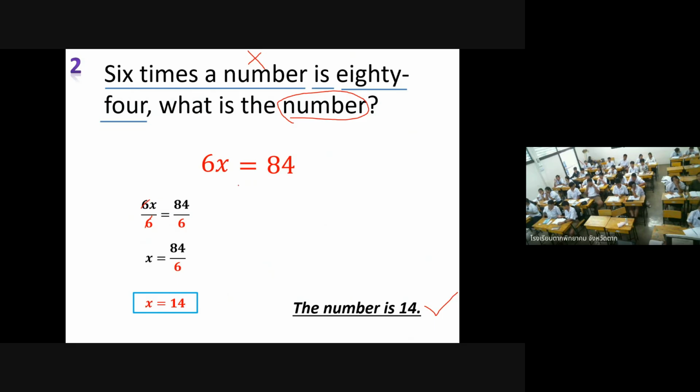Again, why is 6 times the number 6x? Because 6 times x. Right? Times means multiply. That's why we have here 6x. Anyway, next.